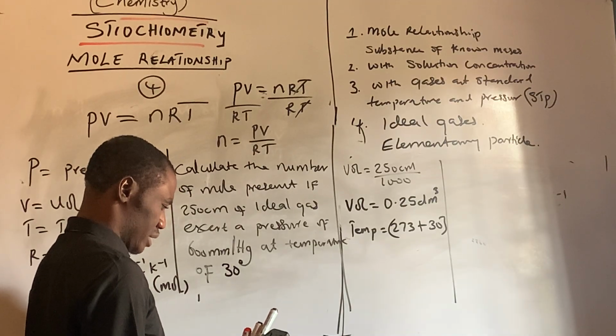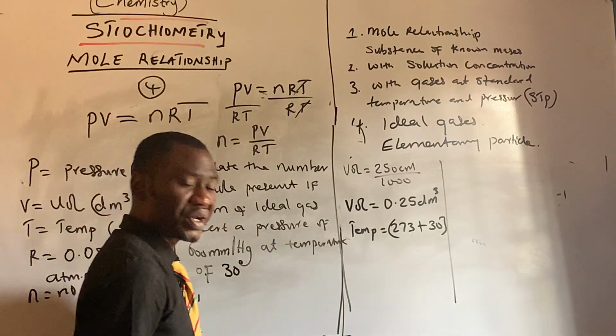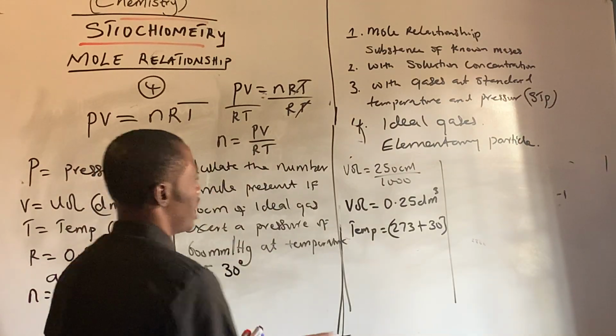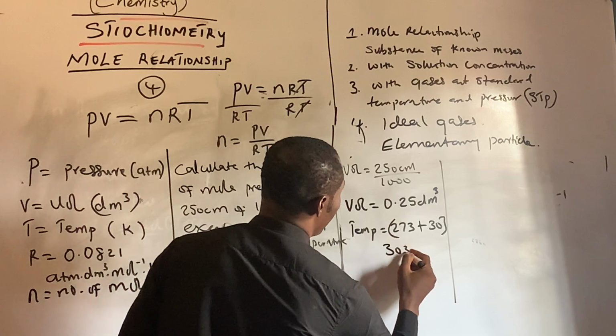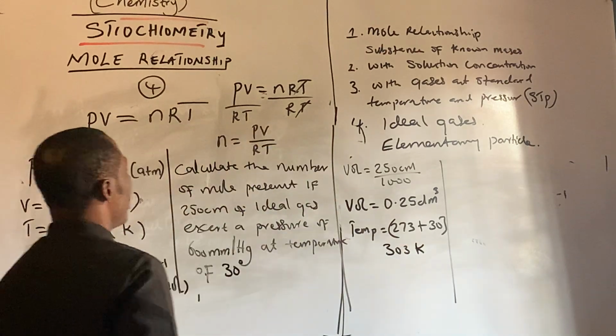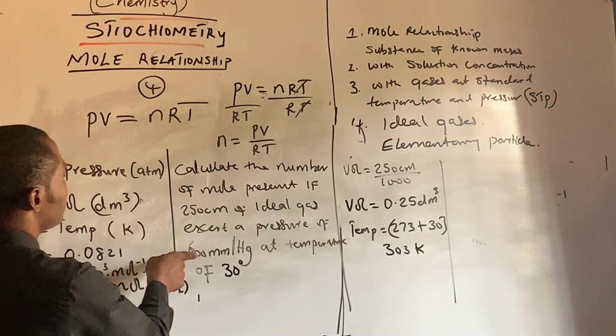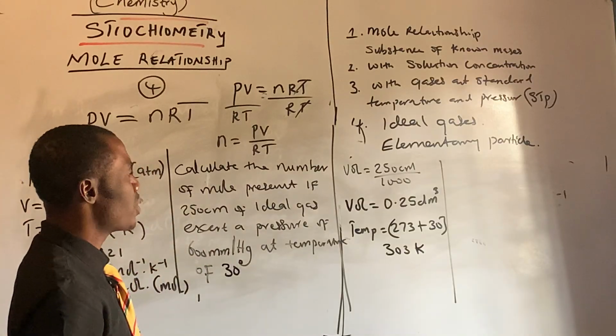273 plus 30, I'm having 303. 303 Kelvin. All right, what am I converting again? There is the pressure. The pressure is in millimeter mercury.